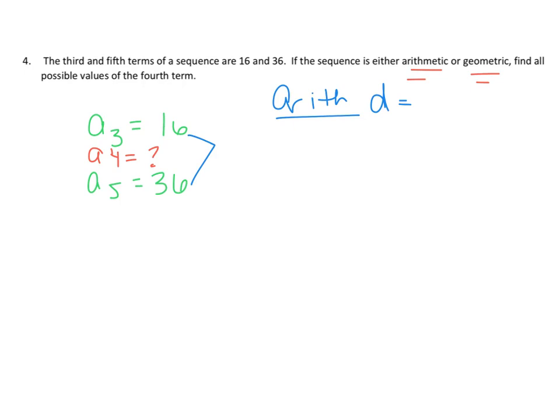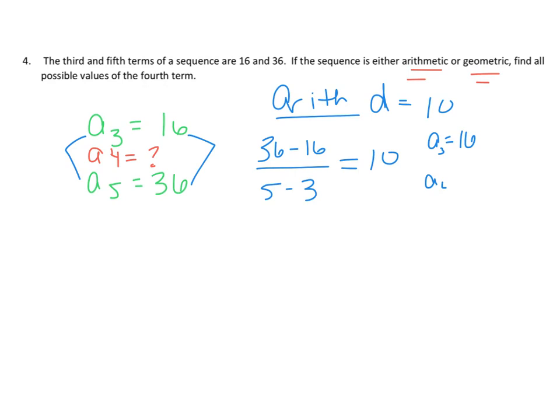So that means I can just subtract these two things. So I can do 36 minus 16 and divide it by how many steps you went up. So 5 minus 3. Essentially, I'm just calculating slope. That tells me D is 10. Since I know D is 10, well, that tells me that if I know A3 is 16, then A4 must be 26. This is one possible value for A4.